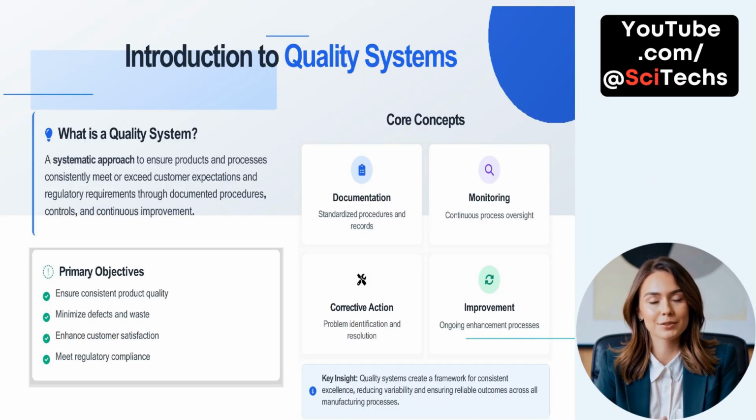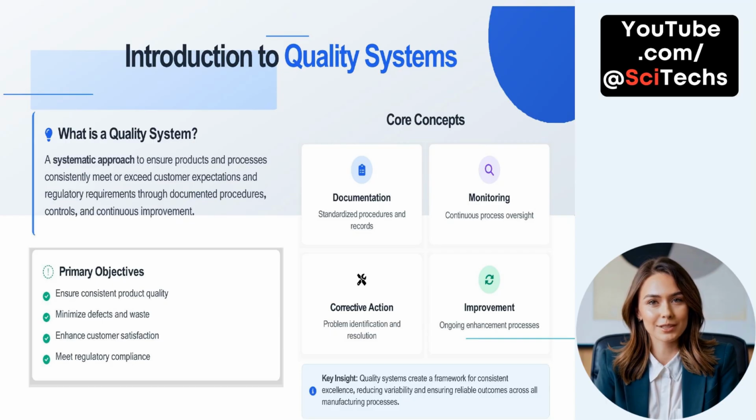Introduction to quality systems. A quality system is a structured, systematic approach used to ensure that products and processes consistently meet or exceed customer expectations and comply with regulatory requirements. At its core, a quality system relies on documented procedures, effective controls, and a mindset of continuous improvement. The primary objectives are fourfold: to ensure consistent product quality, minimize defects and waste, enhance customer satisfaction, and maintain compliance with industry regulations. These goals support long-term operational success.